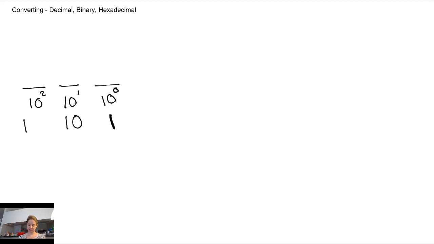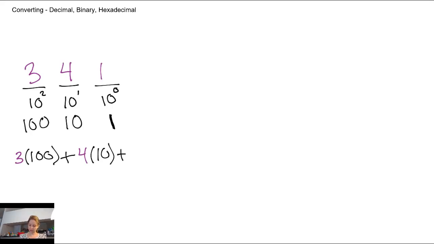the hundreds place. So this is why when we have a number like 3, 4, 1, what we're actually saying is there are 3 times 100, there are 3 hundreds plus 4 tens plus 1 one. Okay, and this is 341.